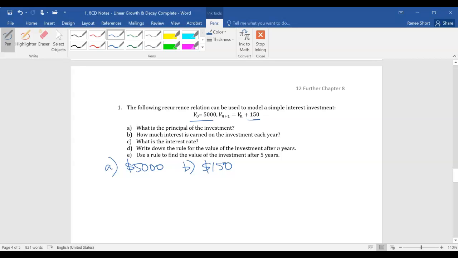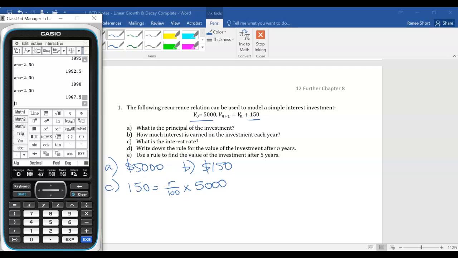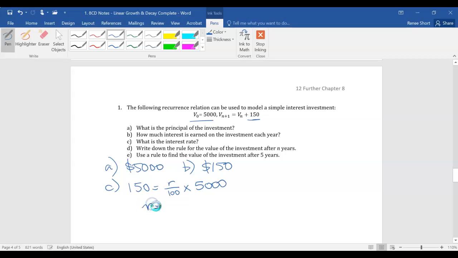And the question here wants us to work out the interest rate. Now, we can be a bit clever here because it's wanting to work out that D value. So we're saying $150 = R/100 × 5,000. Now, I can rearrange that, or I can just hop onto my calculator and use the solve function. So in solve, I'm going to press 150 =, and then I'll put in x/100 × 5,000, comma x, close my bracket and enter, and it's telling me x = 3. So this means that my interest rate is 3% per annum.